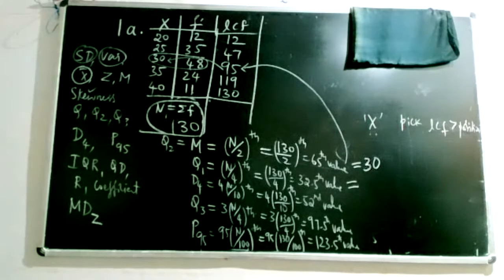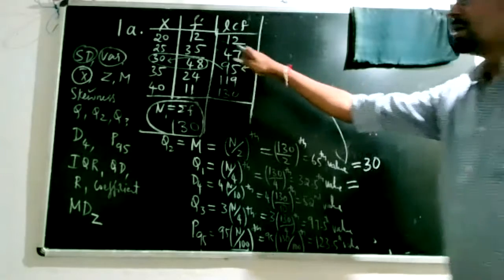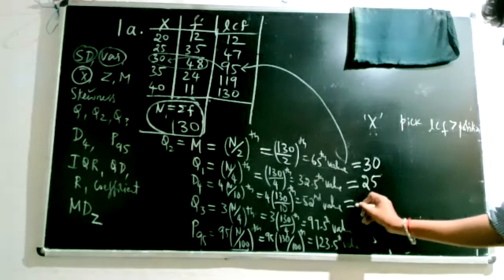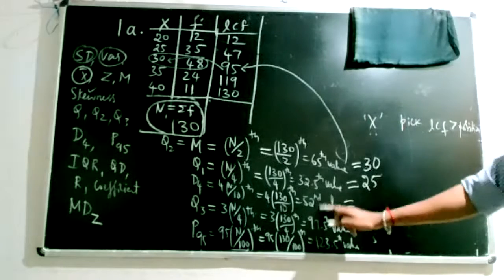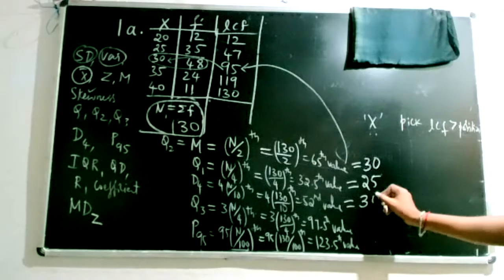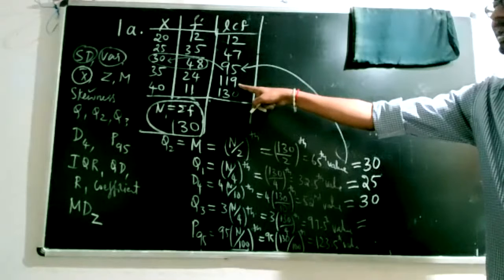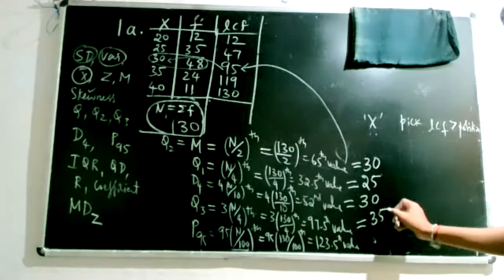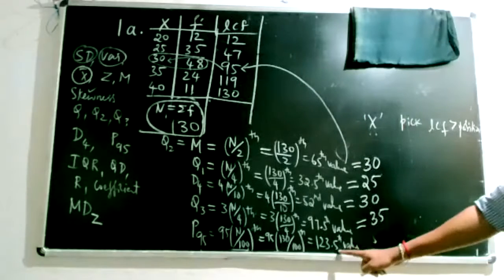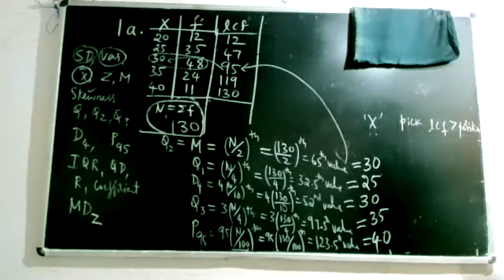Next position is 32.5. Now the LCF greater than this position is 47. The respective value of x is 25. So the first quartile is 25. Next 52. LCF greater than 52 is 95. Therefore D4 is 30. 97.5: LCF greater than that is 119. That is 35. So even if you have a decimal value in the position, or if you don't, the method remains the same. More than 123.5 is 130. So P95 is equal to 40.